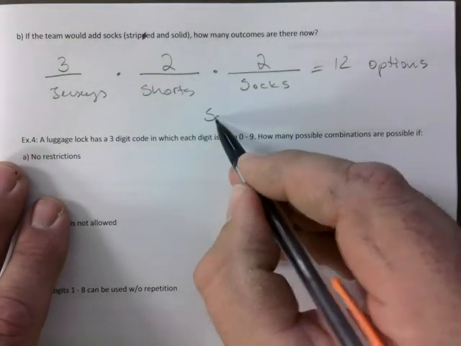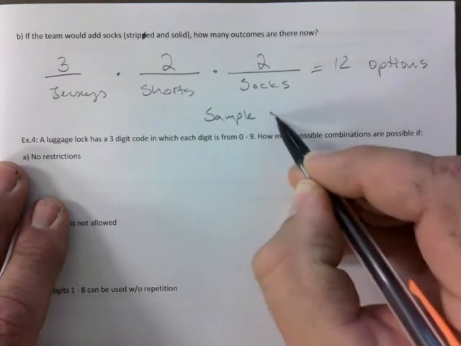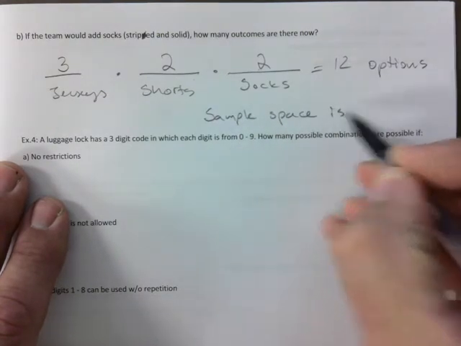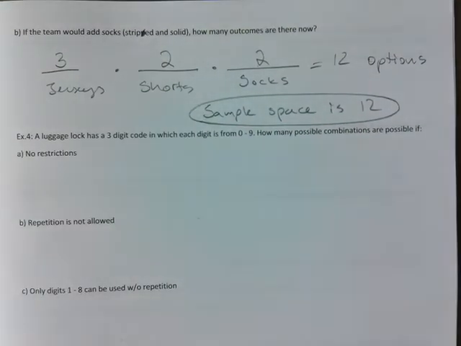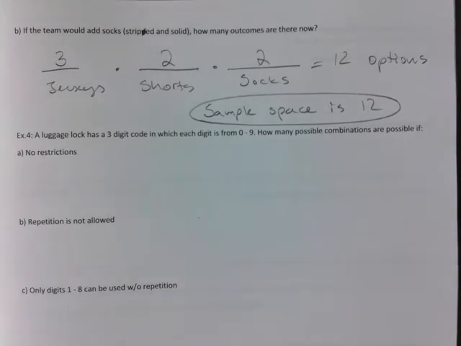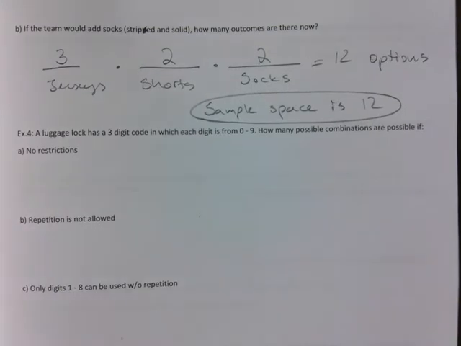So you can say, let's do this. Sample space is 12, okay? It's the same as the number of options. Sample space is the same as how many options are there, how many combinations are there, okay? And so that's tree diagram, okay? Fundamental counting principle is what we're going to use 95% of the time when it comes to this stuff, okay?